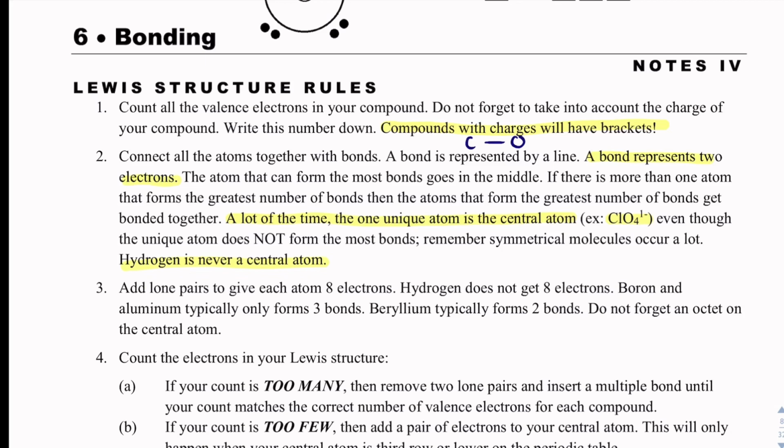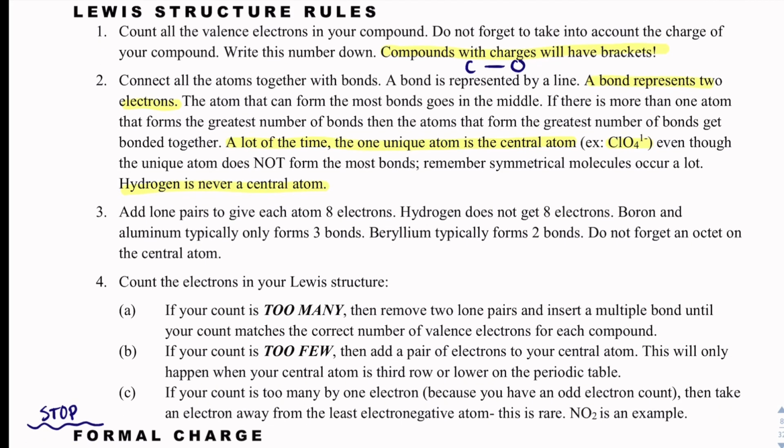We're going to add lone pairs to each atom to give it 8 electrons. Hydrogen does not get 8 electrons. We'll see that hydrogen has a lot of exceptions. Boron and aluminum typically only form 3 bonds, and beryllium typically forms 2 bonds. Do not forget an octet on your central atom.